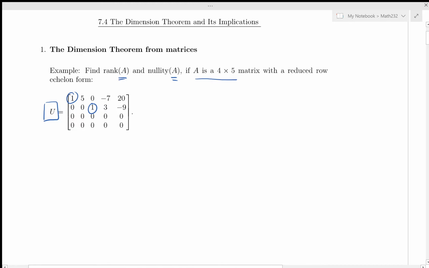Okay, so I'm just going to make a bunch of statements about this matrix. First of all, it's 4 by 5, just like A is. So it has 5 columns. So U has 5 columns. It has, let's think, 2 leading variables. It has 3 free variables.